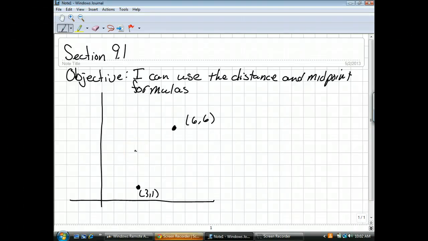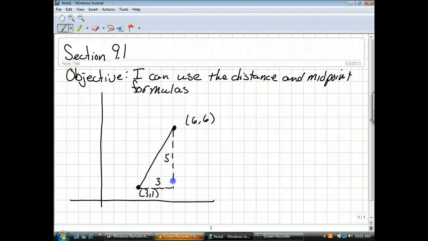Section 9.1, our objective today is I can use the distance and midpoint formulas. So I have 2 points here, the point (3, 1) and the point (6, 6), and I want to know the length of this segment. What we can do is form a right triangle, and we see that this has a length of 3, and this has a length of 5.